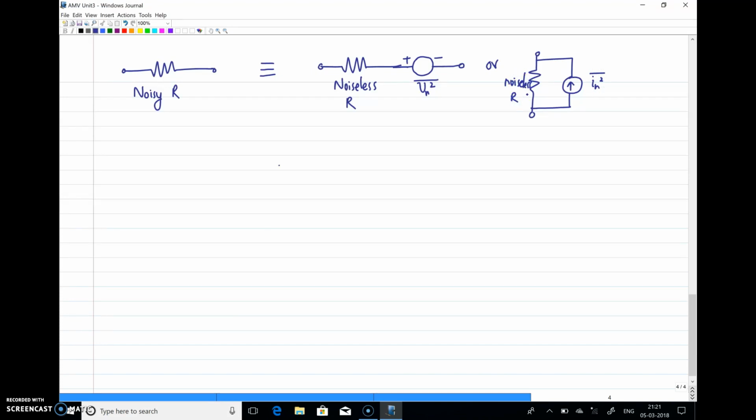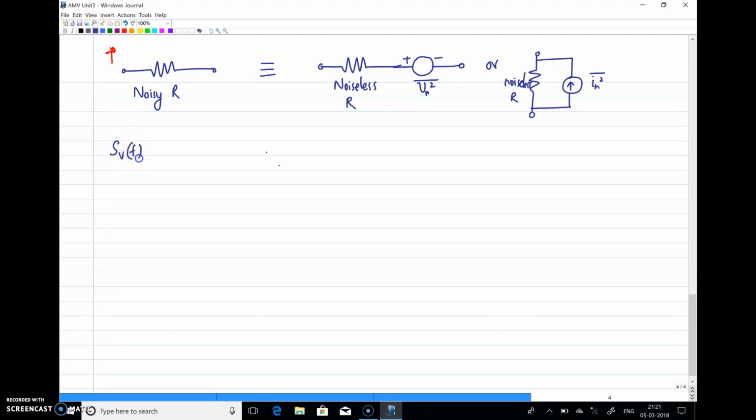Now the current direction doesn't matter, because what we are writing here is the average power, which is the square of the current. So this is one very important point. A noisy resistor can be represented with a noiseless resistor in series with a voltage source, or a noiseless resistor in parallel with a current source. Thevenin and Norton equivalence.